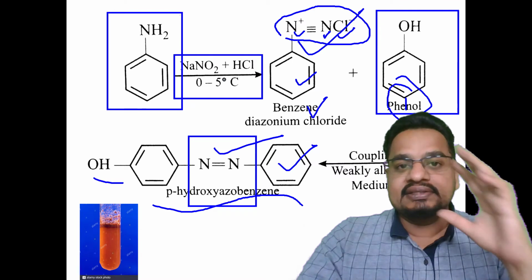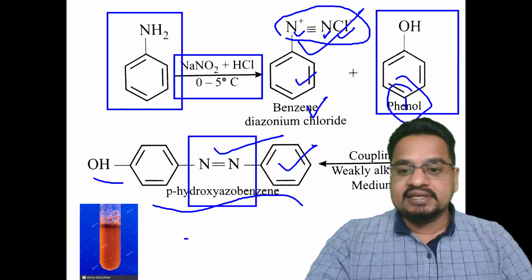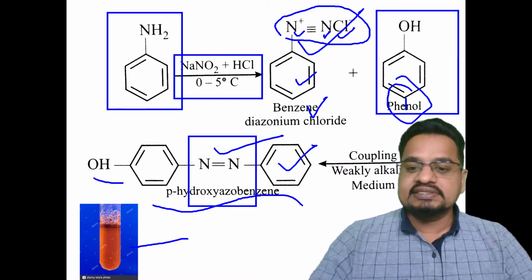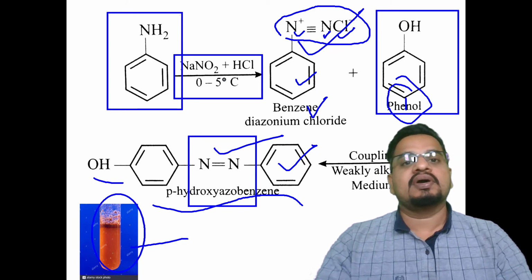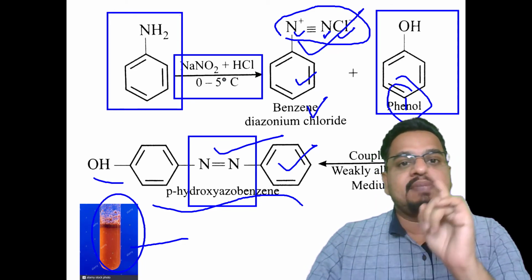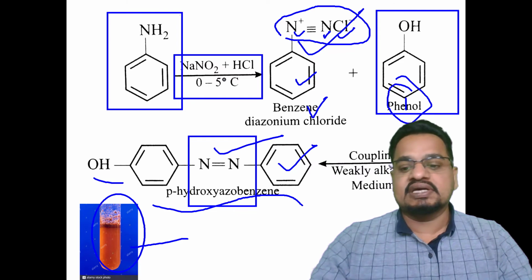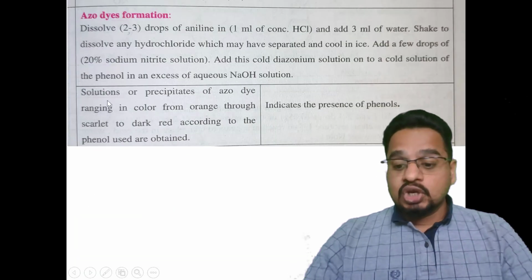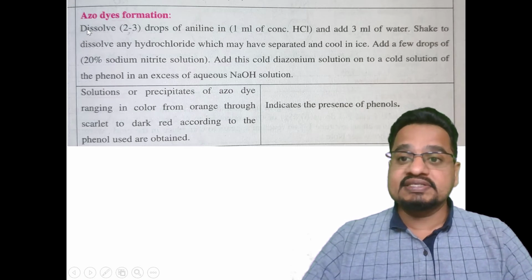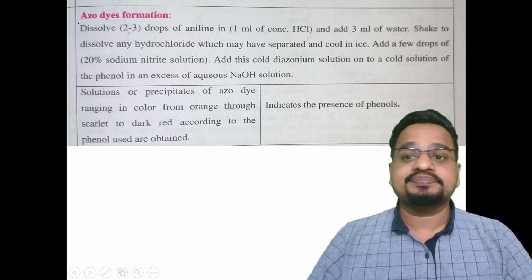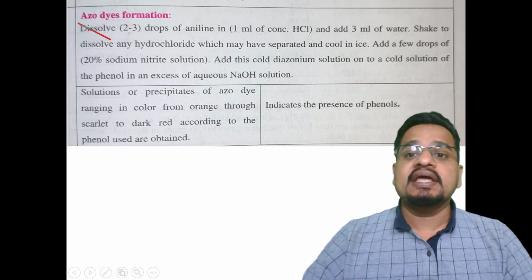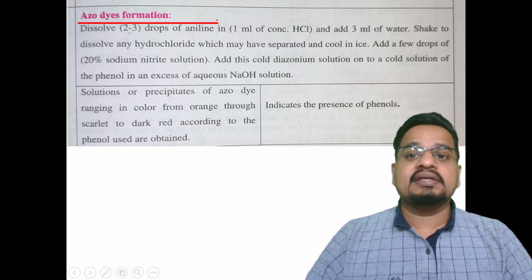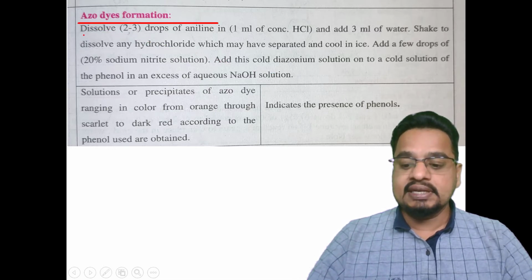Generally, these azo dyes are formed. See, this is the color of the azo dye. So by observing this color, we can say this is the azo dye formation. How is it done? It's simple. Check how it is done. See here the azo dye formation.